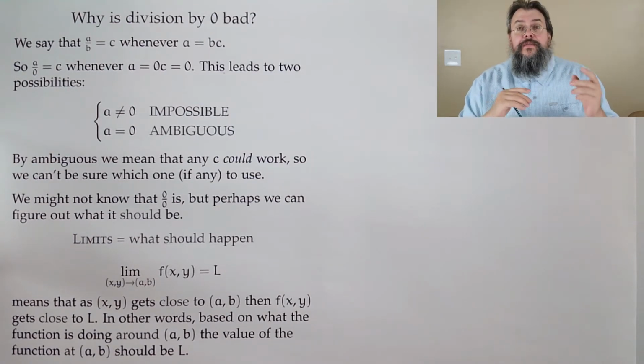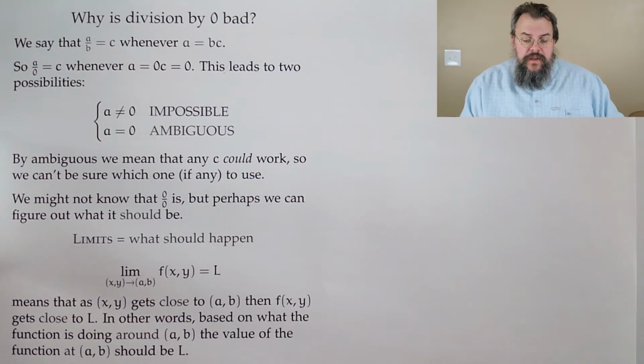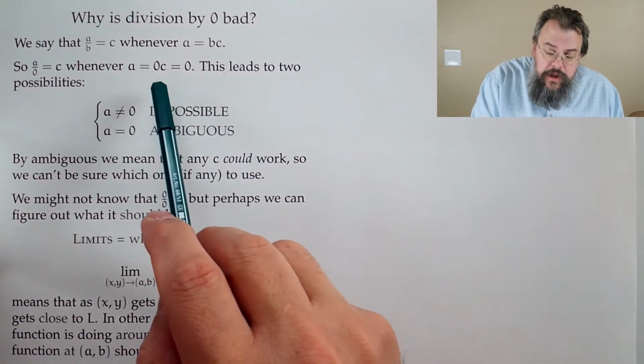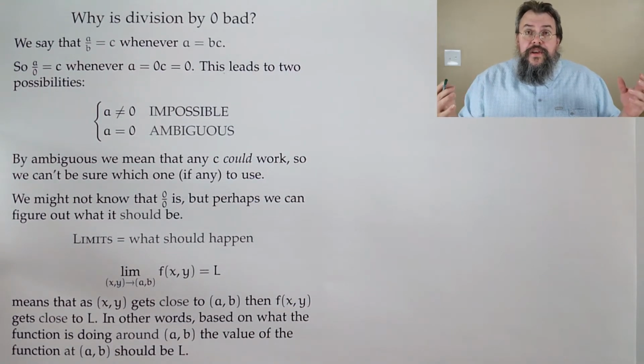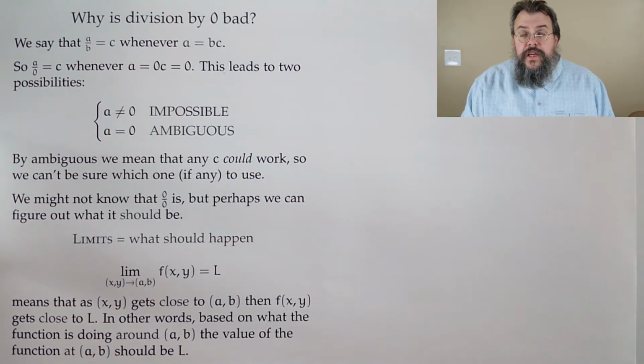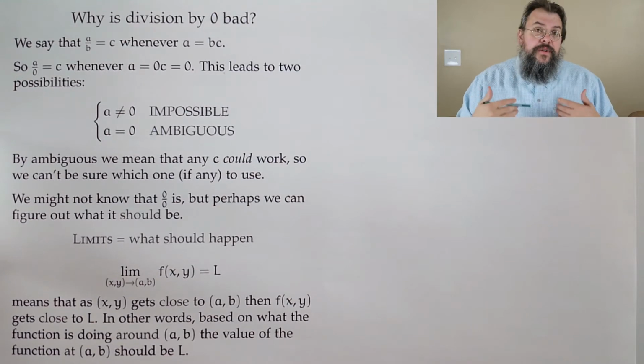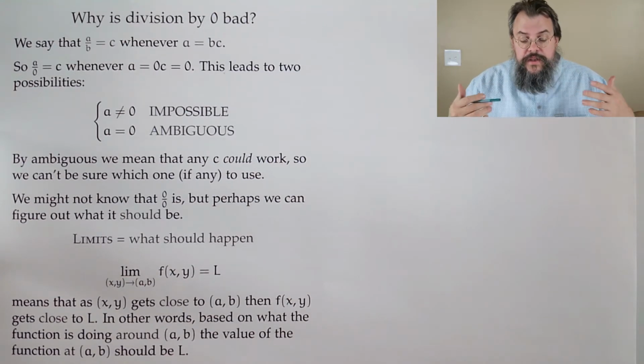But the more interesting thing is if A equals 0, in other words, 0 over 0, it's ambiguous in the following sense. In the sense, what should you have picked for C? You could have picked anything for C, and it would still be a true relationship. So it's not clear what it should be.